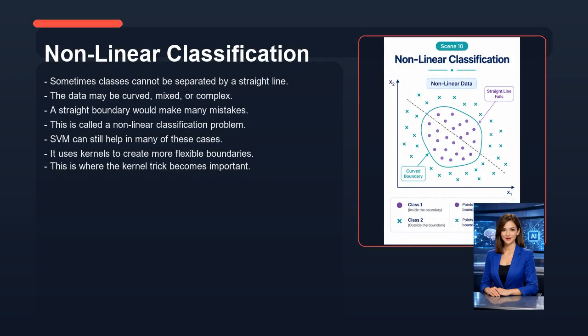Now let's look at nonlinear classification. Sometimes classes cannot be separated by a straight line. The data may be curved, mixed, or complex. A straight boundary would make many mistakes. This is called a nonlinear classification problem. SVM can still help in many of these cases. It uses kernels to create more flexible boundaries. This is where the kernel trick becomes important.